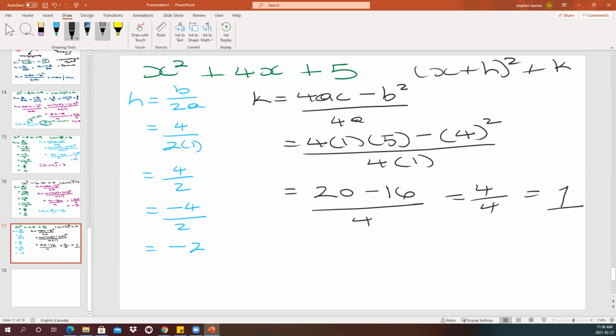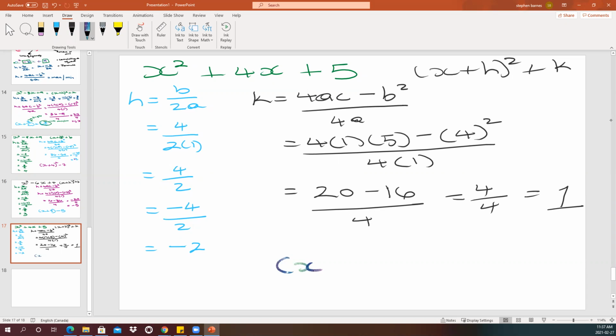So now, if we are to rewrite it in the format (x plus h) all squared plus k, we would get... Oh, I think where we rewrote it, you had the positive 4 and then you turned it into a negative 2. Okay.